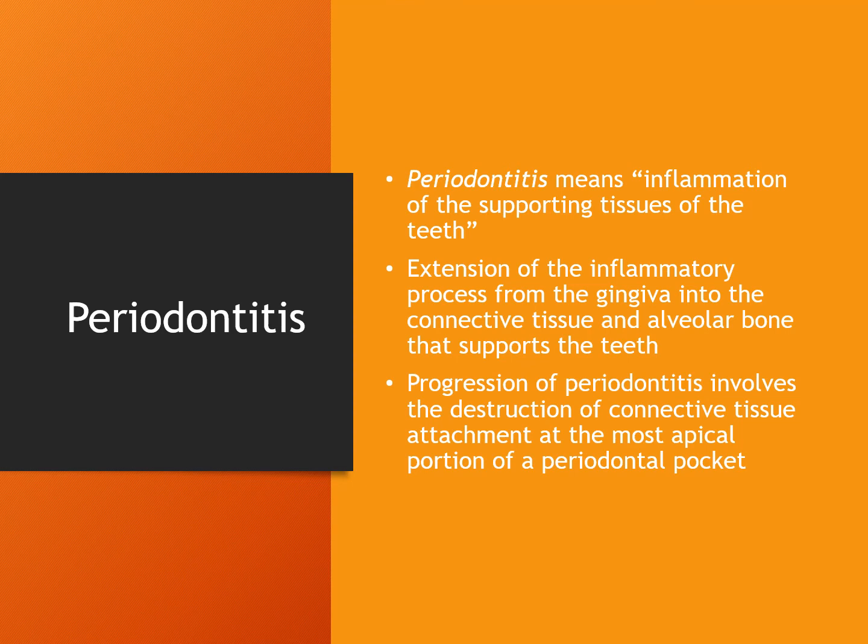Okay, let's talk about periodontitis. What is periodontitis and how does it differ from gingivitis? Periodontitis is the inflammation of the supporting tissues of the teeth. It extends from the gingiva into the connective tissue and alveolar bone that supports the teeth. Periodontitis can progress to destroying the connective tissue attachment at the apical portion of the periodontal pocket, and apical is the tip of that pocket.